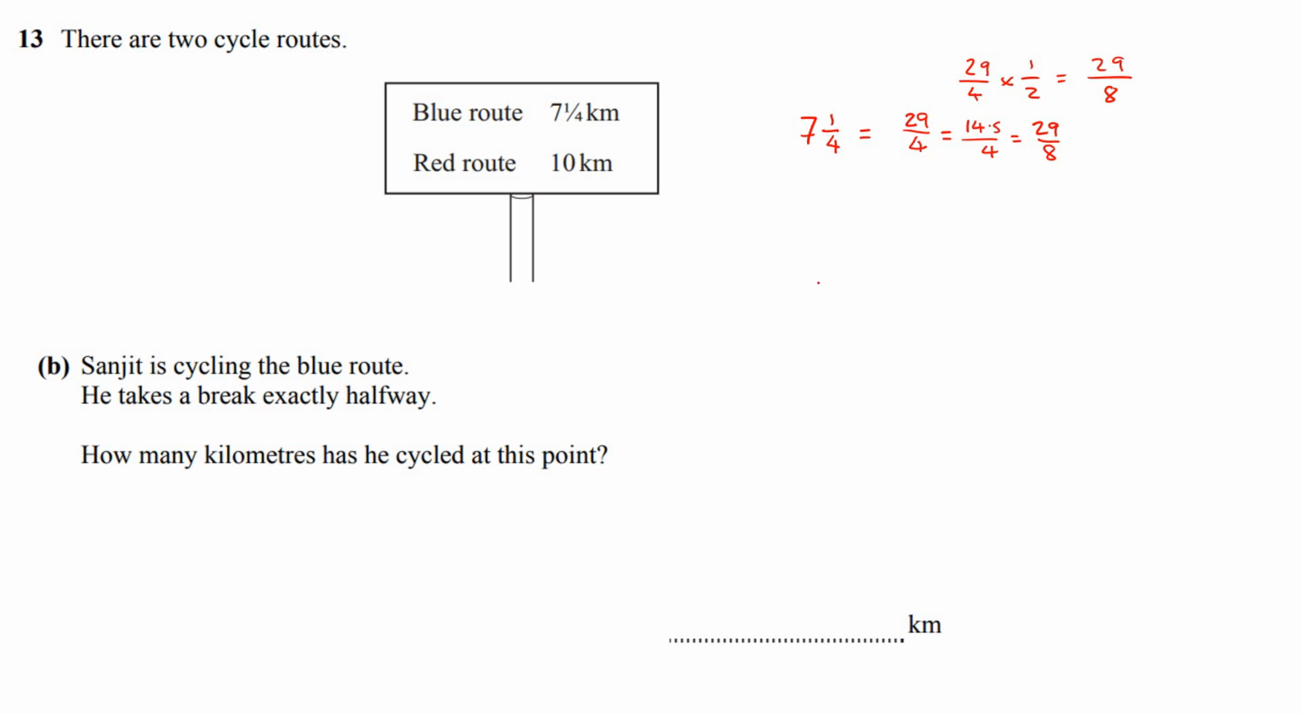So 29 over 8. Now we want to know how many kilometers he cycled at this point. It'd be a bit weird to give it as 29 over 8 kilometers, a bit strange. So how many 8's going into 29? It's 3, gives you 24. So the remainder is 5 eighths. Okay, so at that point he's cycled 3 and 5/8 of a kilometer. It's a good idea to try to get the same sort of setup that they've got in the question. So if they've got a mixed number, you try to give a mixed number as well.